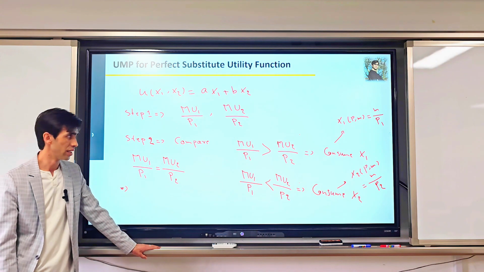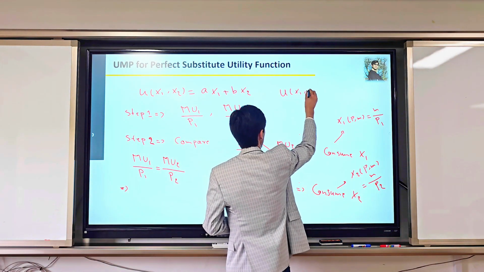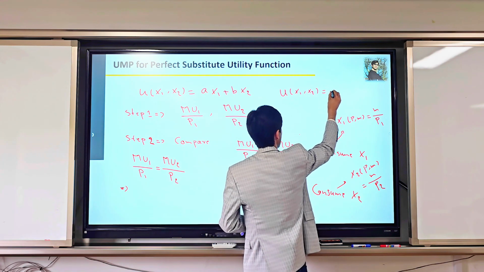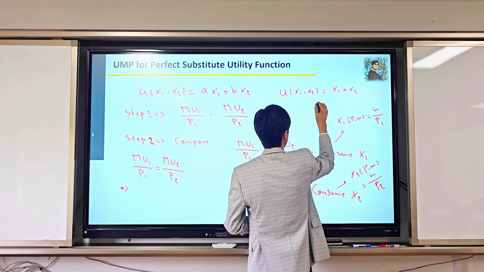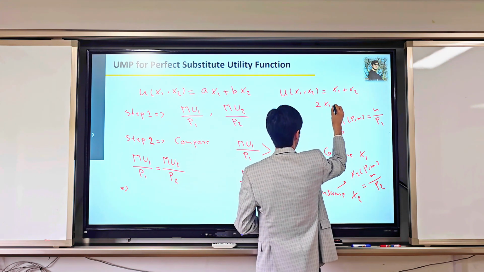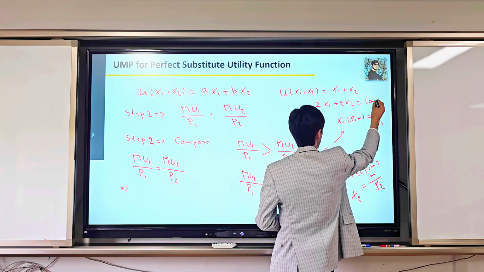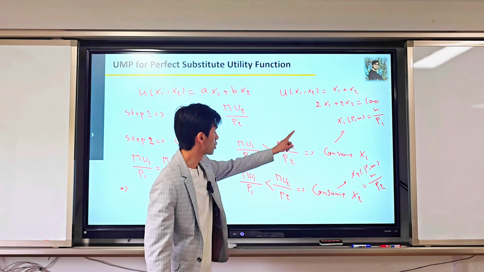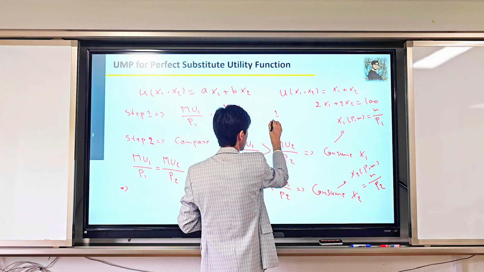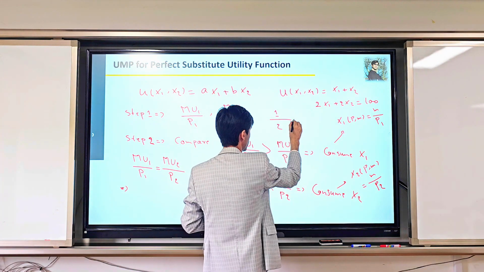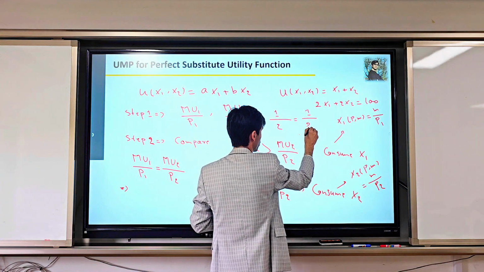Suppose we have this kind of utility function, U as a function of x1, x2 is equal to x1 plus x2, and our budget constraint is 2x1 plus 2x2 is equal to, for example, 100. So now here, the marginal utility of x1 is equal to 1. The price is equal to 2. The marginal utility of x2 is equal to 1. The price is equal to 2.